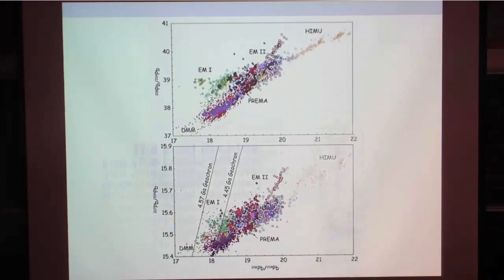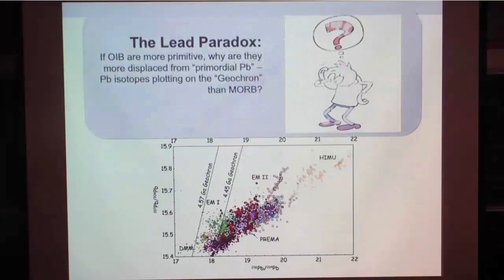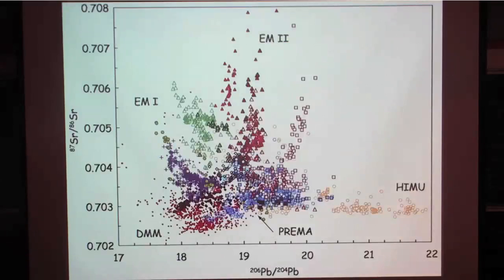And this is part of what we sometimes call the lead paradox. If OIB are more primitive, why are they more displaced from primordial lead than mid-ocean ridge basalts, which are down here? Anyway, the other point is that we can still see things separate out into these groups this way.